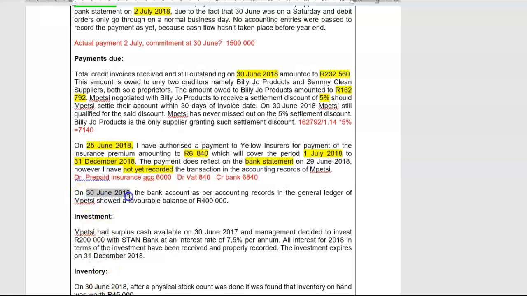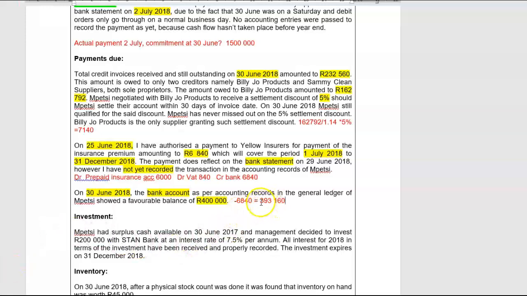On 30 June 2018, also the end of the year, the bank account, as per the accounting records of the general ledger, showed a favorable balance of 400,000. But remember what we have done now. We have made an adjustment entry of 6,840, and that was a payment. So a payment of 6,840 gives us 400,000 less 6,840, which is 393,160.